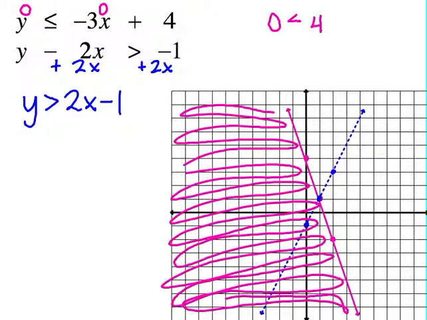What was the slope? 2. Negative 1. So now I need to pick a point. So let's pick 0, 0 again. So 0, 0 means that I'm going to plug 0 in for y, 0 in for x. So really I get 0 is greater than negative 1. Is that true? Is 0 bigger than negative 1? Yes. So I'm going to shade on the side with 0, 0 again.